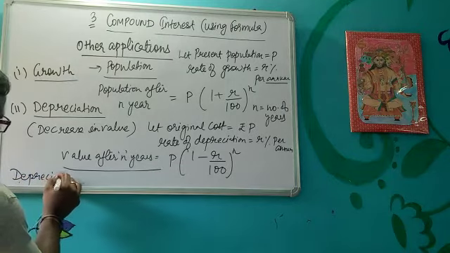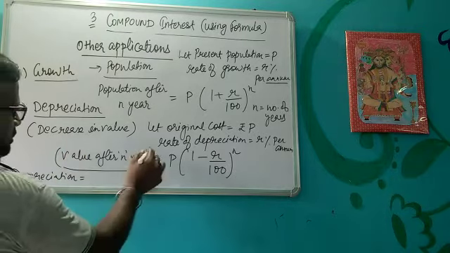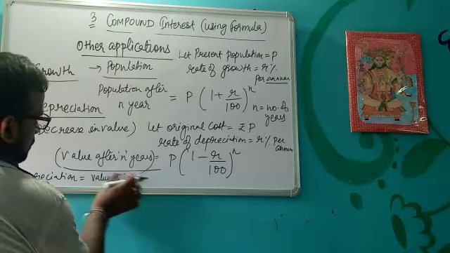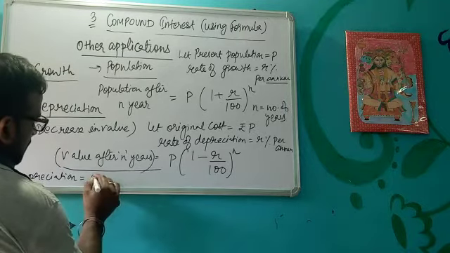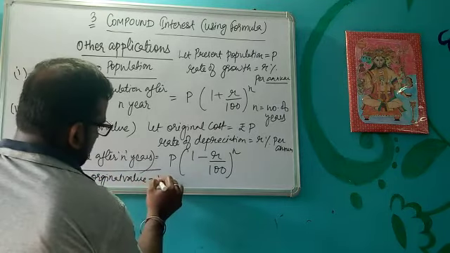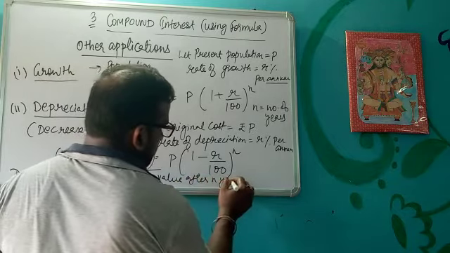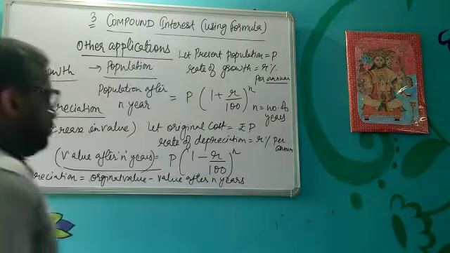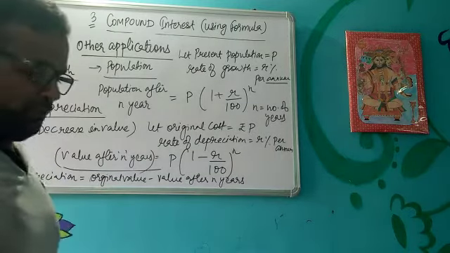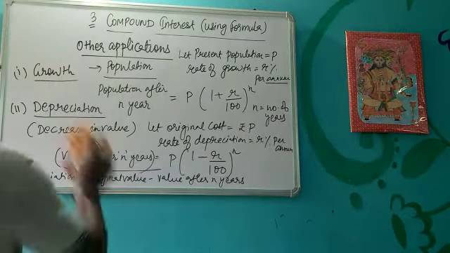If we wish to calculate the depreciation, it will be the original value minus the value after n years. So this is how you can calculate the depreciation: original value minus value after n years. Suppose you purchase a machinery, let's see one example.